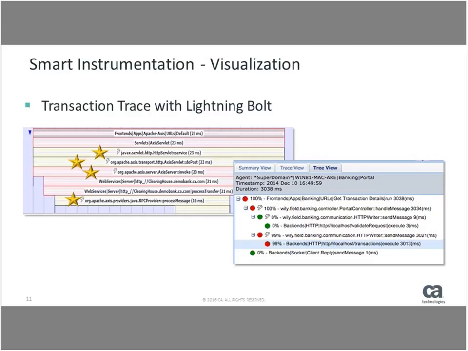Very similar on the right side, you can see the tree view transaction trace visualization, now also with deep components, also indicated with a lightning bolt. So you can see deep components here, combined in the same way, where is the absolute time, where is the relative time spent on a transaction.